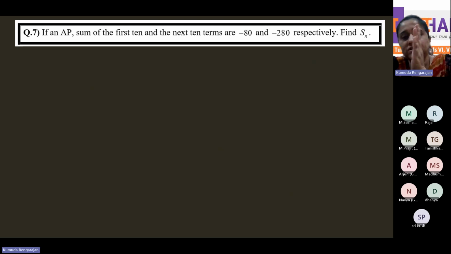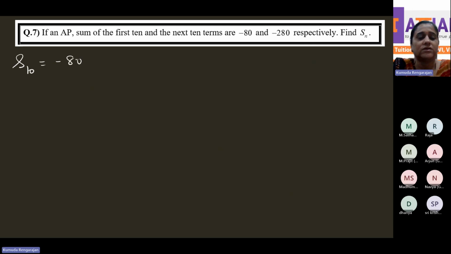The sum of the first 10 terms is minus 80. And the sum of the next 10 terms is minus 280. The sum of the first 10 terms, so that means S10, is minus 80. The sum of the next 10 terms. Okay. So S10 is equal to minus 80.